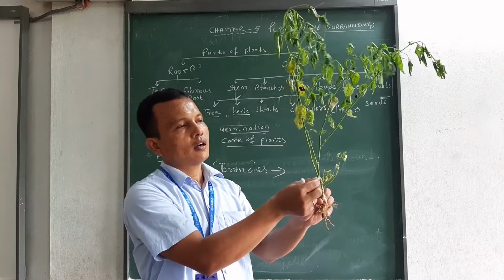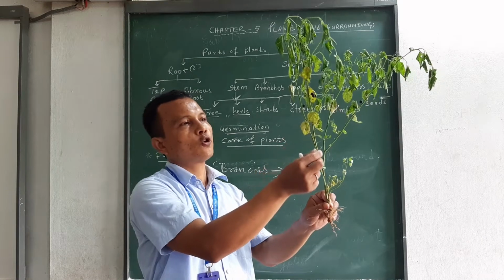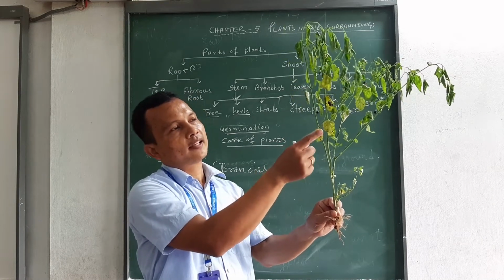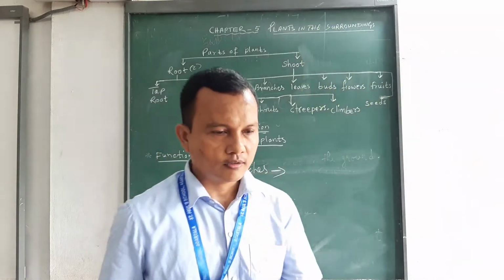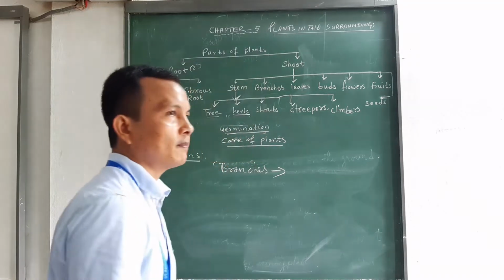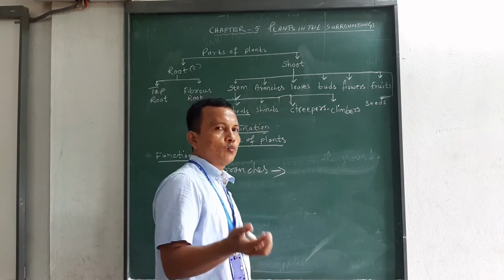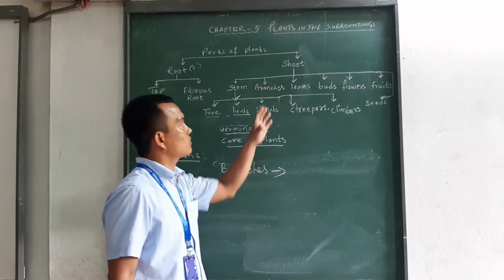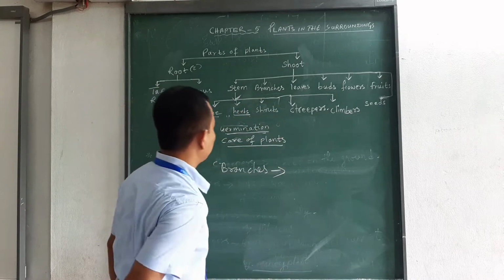How? To strengthen or to hold the other parts of the plant, like twigs, leaves, fruits, flowers. Alright, and it also helps to supply minerals and water, same as how the stem functions. It also functions the same, and it helps the other parts of the plant.